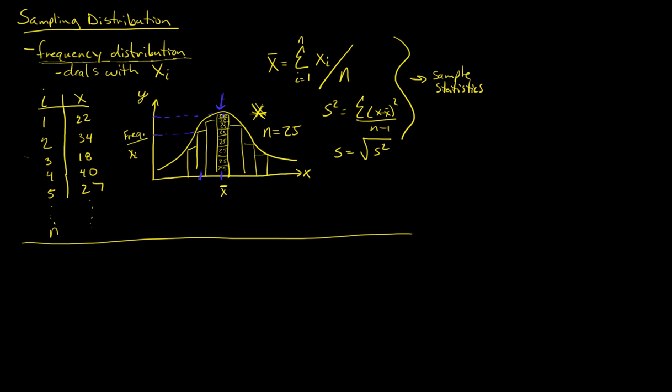Now suppose we put those 25 people back into the population and redraw a new sample of n equals 25. So now we repeat the process, drawing 25 subjects randomly, and I emphasize that, randomly, from our population.